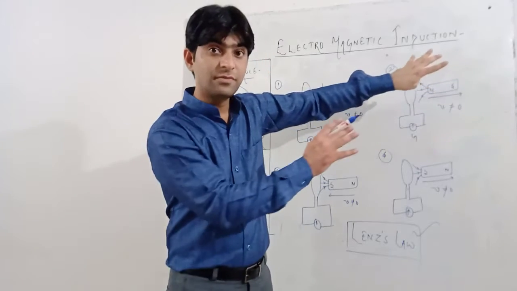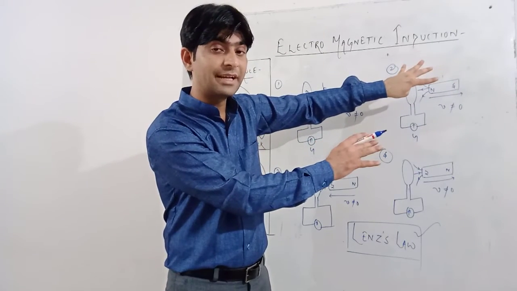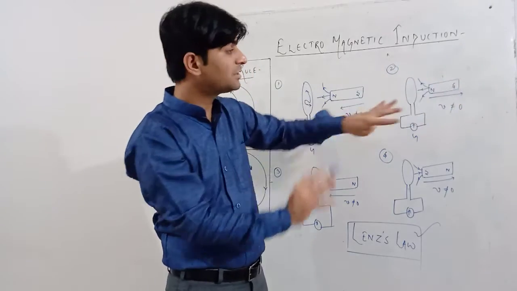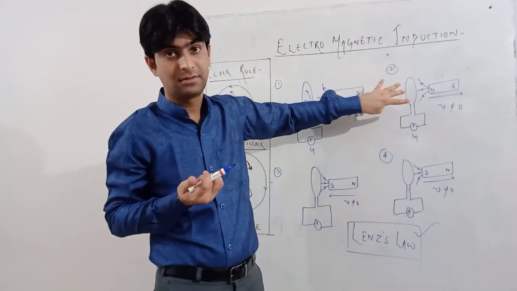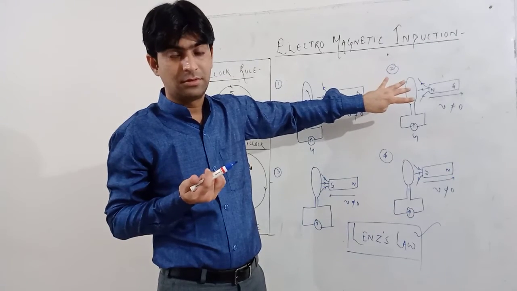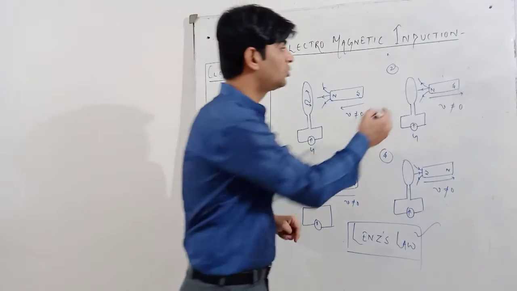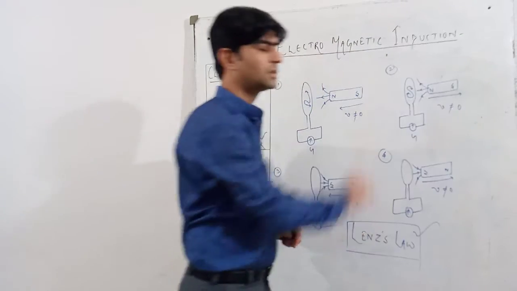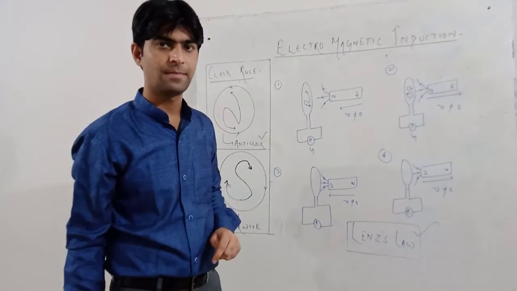In the second case, if you see, the north pole is moving away from the coil. Now what is the cause of production of induced current in the second case? The movement of the north pole away from the coil. So what will be the tendency of the coil? To attract it. So to attract the north pole, which polarity will be induced? South polarity will be induced.